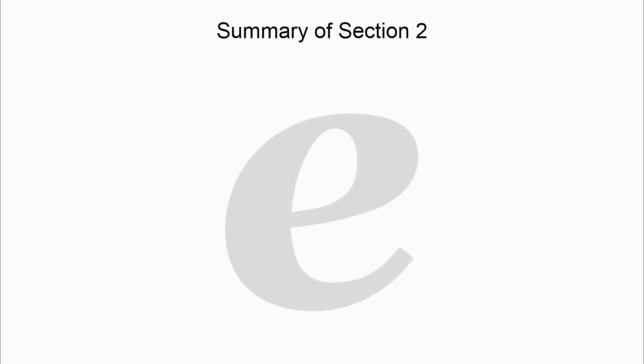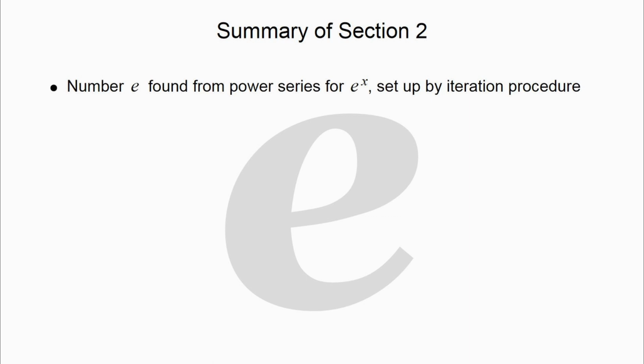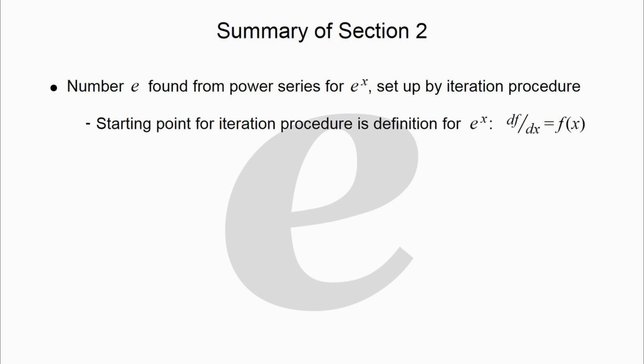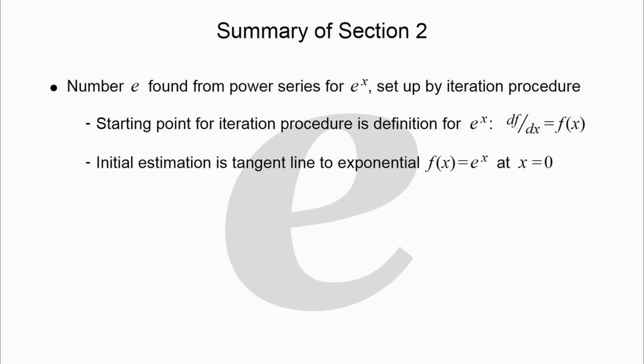This second episode of the lecture about Euler's number comes to an end here by wrapping it up in this brief summary. The main issue of this section was finding e's value from a power series for the exponential function e^x that was set up by a simple iterative procedure. This procedure was based on the property of e^x that its derivative is equal to the function itself, in combination with the initial estimation formed by the tangent line to the function at x = 0.